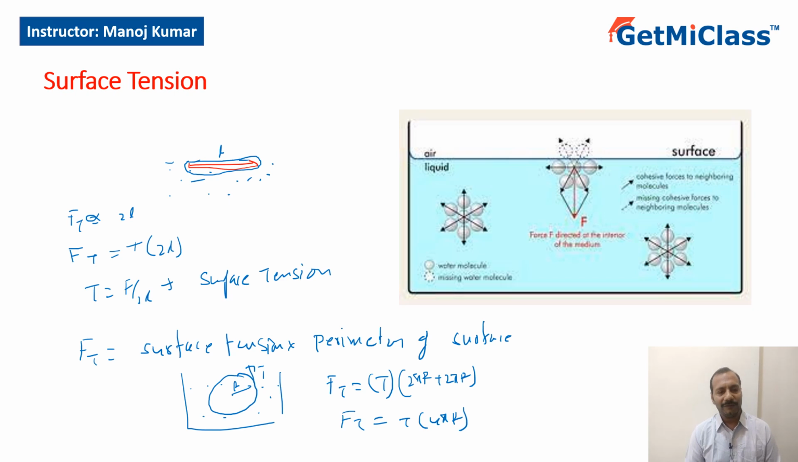If you take a disc, it will have only one surface. In that case, you can take it as T into 2 pi r. So, whatever object you are looking at, you have to measure the perimeter of the surface and multiply it with the surface tension of the liquid to get the force due to surface tension that particular object is experiencing.